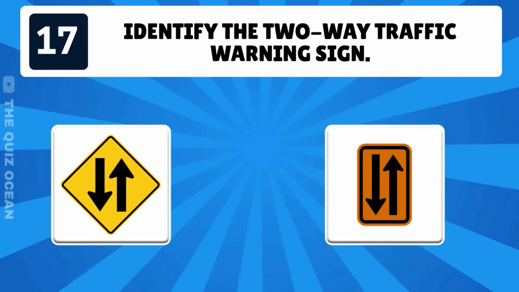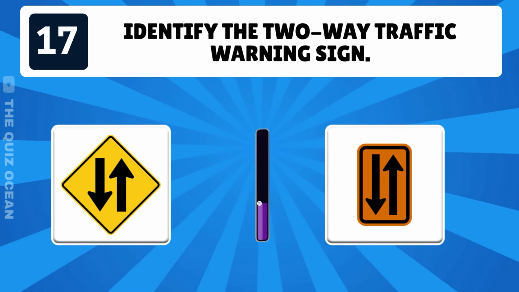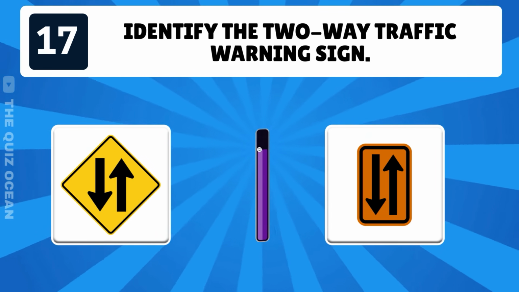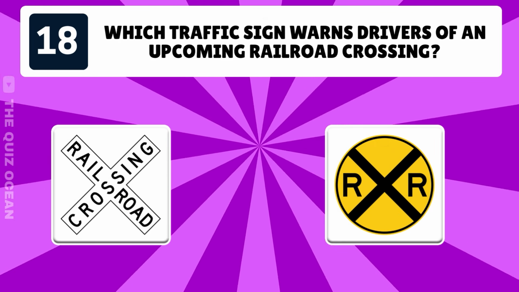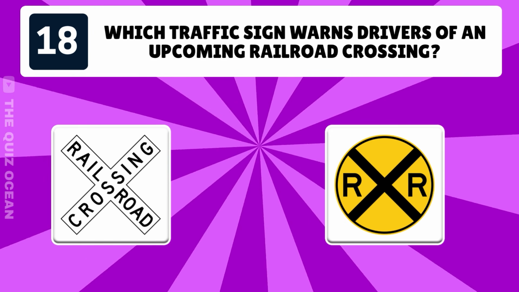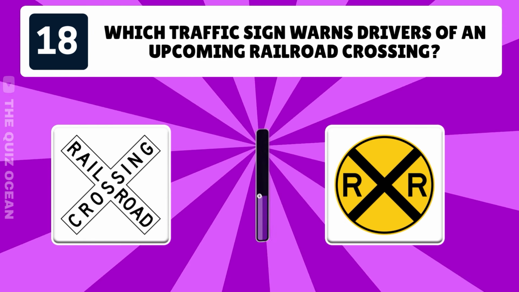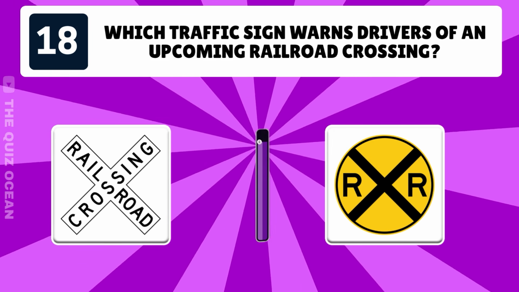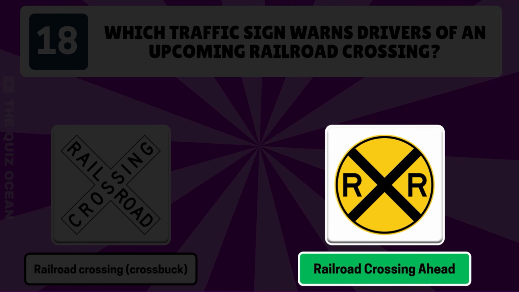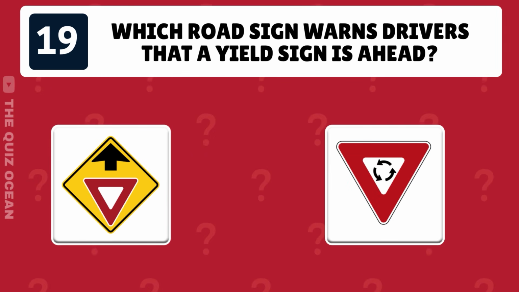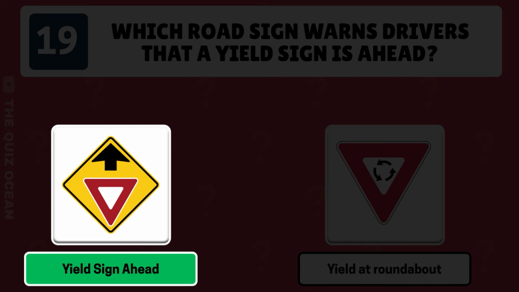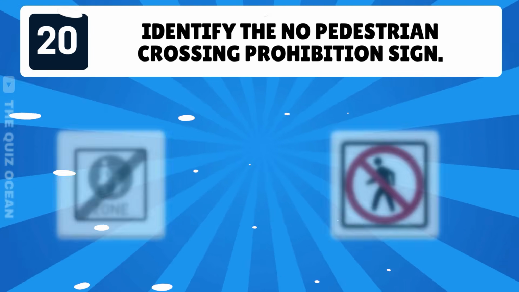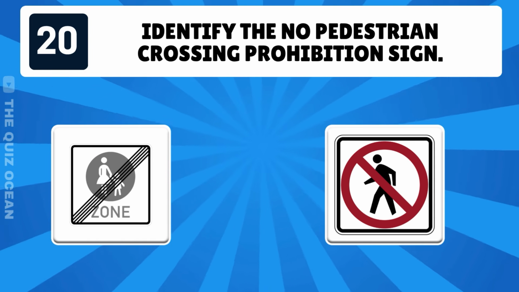Identify the two-way traffic warning sign. Which traffic sign warns drivers of an upcoming railroad crossing? Which road sign warns drivers that a yield sign is ahead? Identify the no pedestrian crossing prohibition sign.